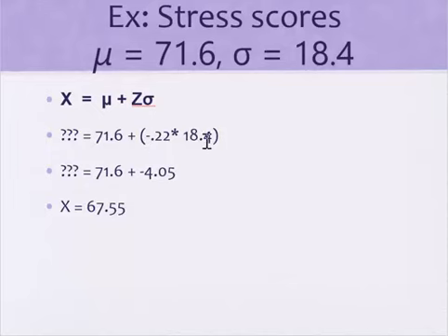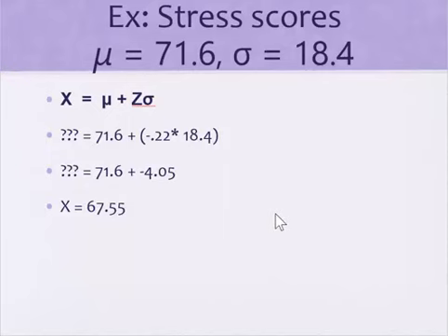You could enter this into your calculator all as one shot if you wanted to. As long as you at least wrote this part down, that's enough showing your work for an easy problem like this. But whatever you feel comfortable with. Note that I'm following the order of operations, right? It says to do everything in parentheses first. And so when I multiply negative 0.22 times 18.4, I get negative 4.05. So 71.6 plus negative 4.05 gives me a value of 67.55.